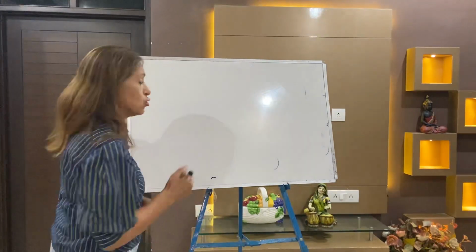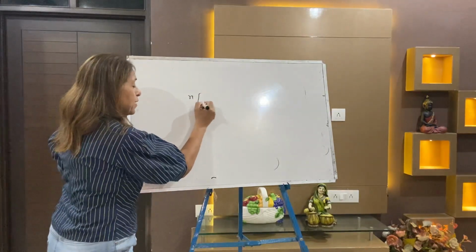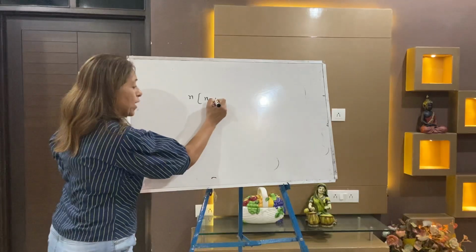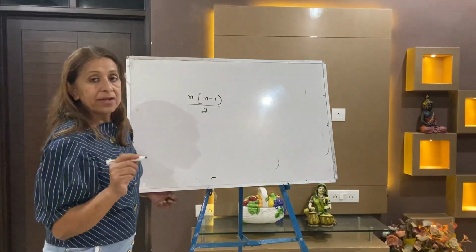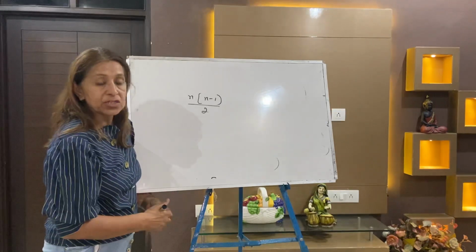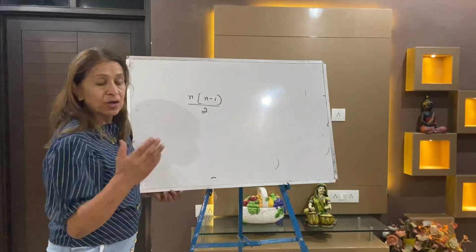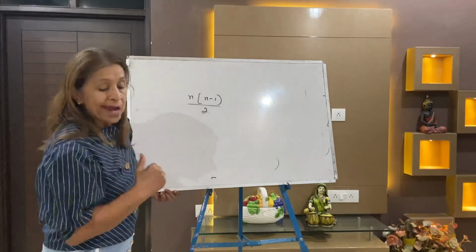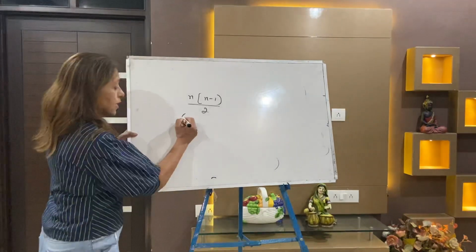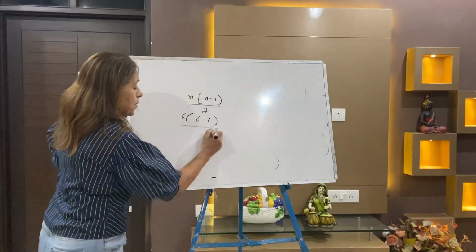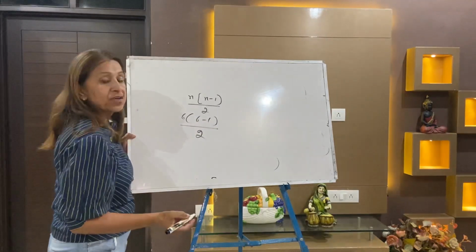There is one very short formula to calculate the number of lines. The formula is n into n minus 1 by 2. Very simple, and this is the formula you will use in competitions. N into n minus 1. Your electron falling from n is equal to 6. You put n is equal to 6, and this is your 6 into 6 minus 1 by 2. This is your 15 lines.